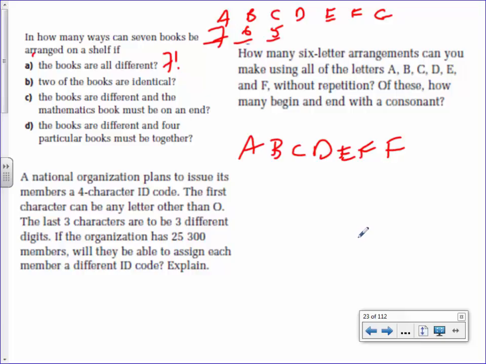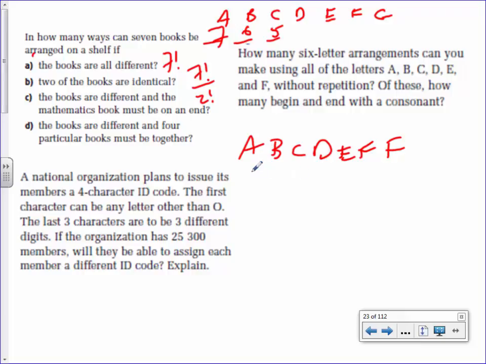Do you guys remember how to deal with identical looking objects? What do you do with that twist? Divide by the number of similar objects. Good, yeah. So there are 7 total objects, but because these 2 F's right here look the same as each other, you're going to divide by 2 factorial.